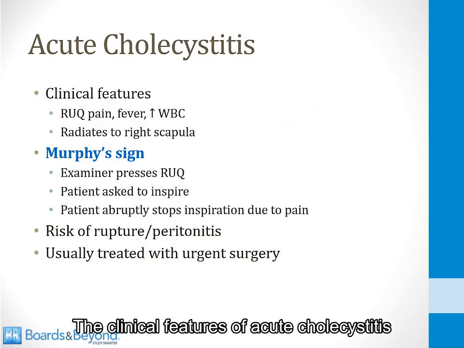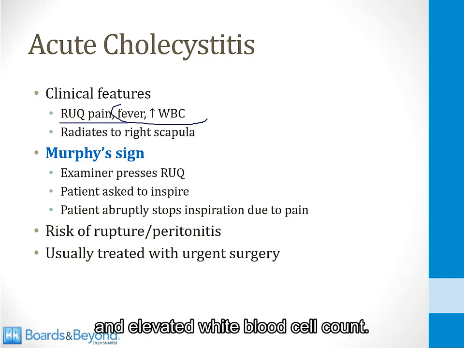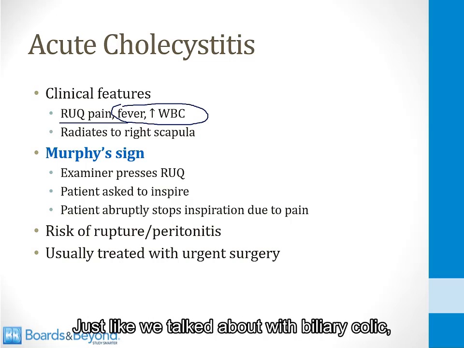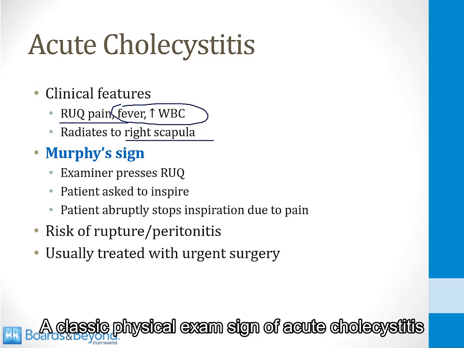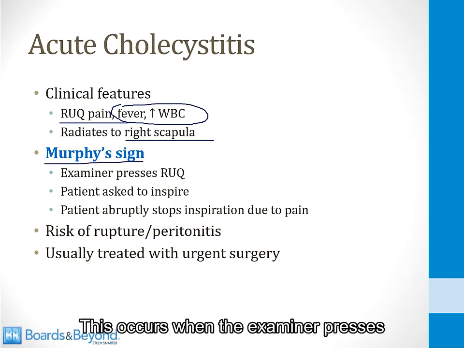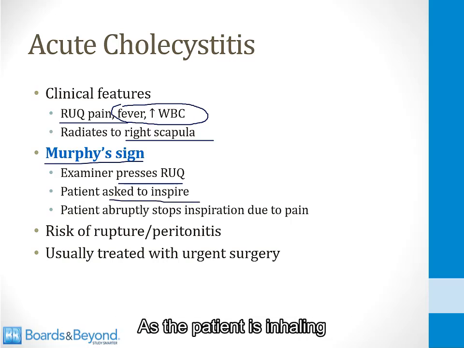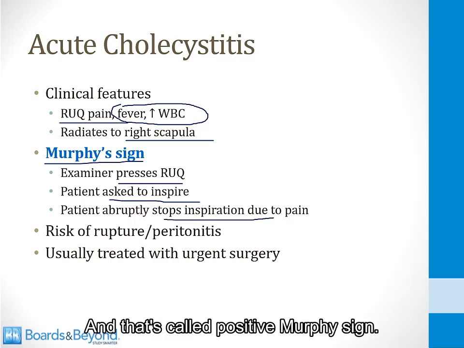The clinical features of acute cholecystitis include right upper quadrant pain plus fever and an elevated white blood cell count, and the fever and elevated white count come from the inflammation. Just like we talked about with biliary colic, the pain may radiate to the right scapula. A classic physical exam sign of acute cholecystitis is called Murphy's sign. This occurs when the examiner presses on the right upper quadrant and asks the patient to take a deep breath. As the patient is inhaling, they will abruptly stop because of pain, and that's called a positive Murphy's sign.